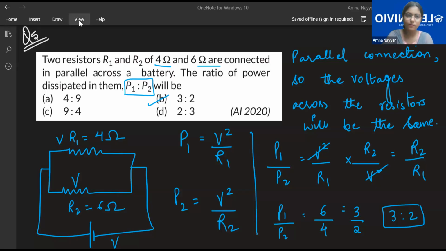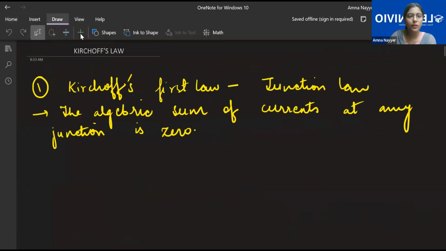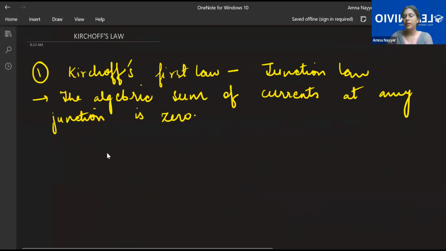Yes, ma'am. Okay. Let's come to Kirchhoff's law. All right. So basically, we've studied about the different kinds of series and parallel combination. Now we'll study what to do if series and parallel combinations also do not work. Sometimes we aren't able to identify whether a particular case is in series or in parallel. It's very difficult to identify. So Kirchhoff's law is the best to solve any question.